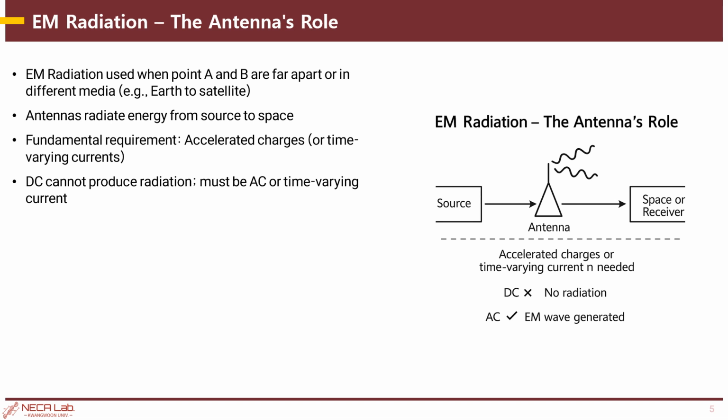But for radiation to happen, one thing is essential. There must be accelerated charges. In other words, the current has to vary with time. A constant DC current won't work, it won't radiate anything. So it has to be AC or a time varying current. That's what creates the changing electric and magnetic fields needed for electromagnetic wave generation.